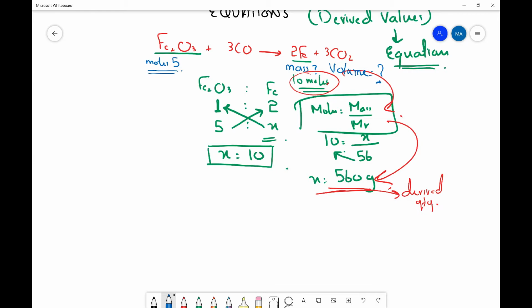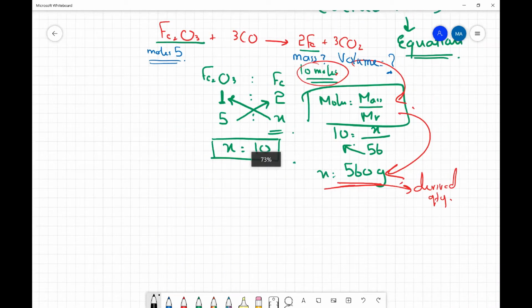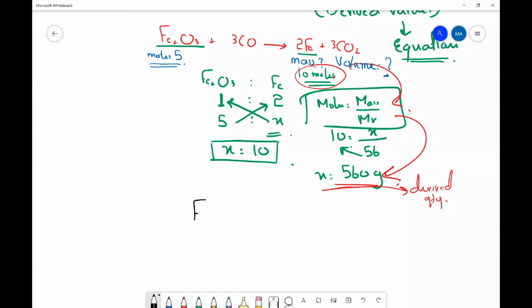So now we're establishing the ratios between Fe2O3 and CO2, right? So let's write these down. Fe2O3 ratio CO2. Now look at the coefficients. Fe2O3 is again 1, yeah? And carbon dioxide is 3. Clear up till now? Yes. Okay. Because you're asked to find volume, volume is a derived quantity, because obviously you cannot establish ratio directly between the volumes.